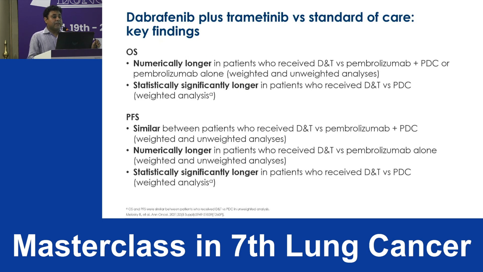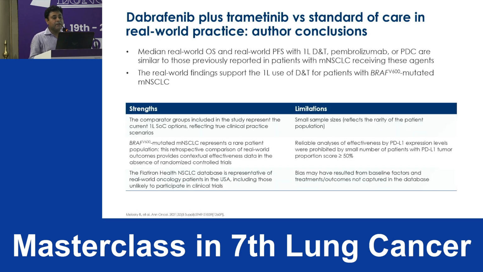So the key findings: the overall survival was numerically longer in patients who received DNT versus pembro plus PDC or pembrolizumab alone, and statistically significantly longer in patients who received DNT versus PDC. And PFS was similar between patients who received dabrafenib and trametinib versus pembro plus PDC, numerically longer in patients who received DNT versus pembrolizumab alone, and statistically significantly longer in patients who received DNT versus platinum doublet chemotherapy.